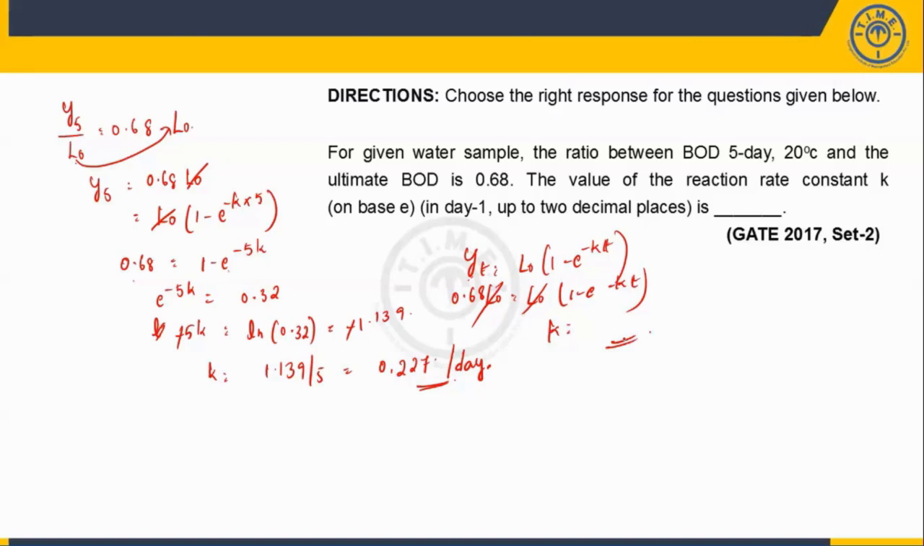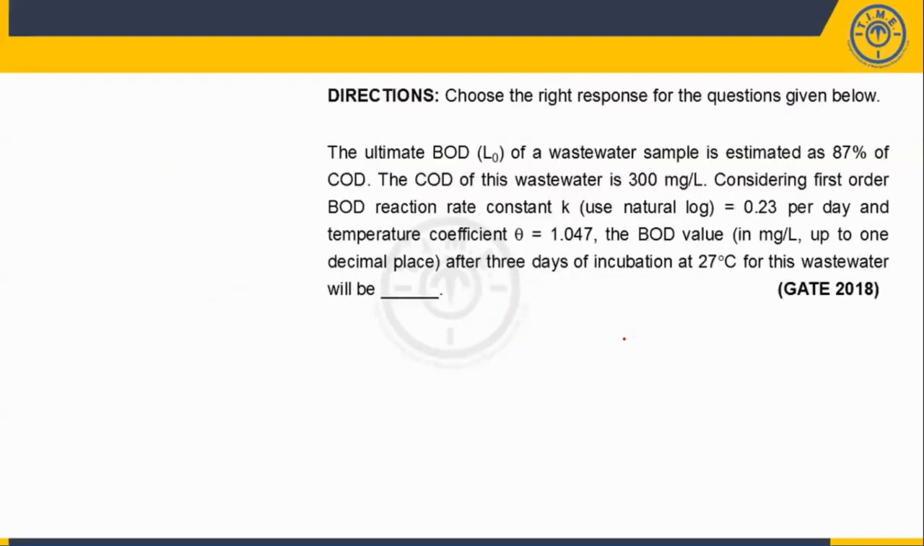Especially in BOD problems, my suggestion is that 100% you will get one question on BOD. In BOD problems, be more focused on calculation. Here the concepts are simple, but the calculations are complex. Yes, sir. So please be prepared and practice while doing this.